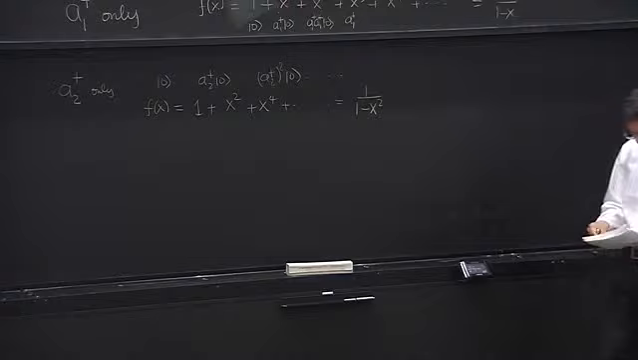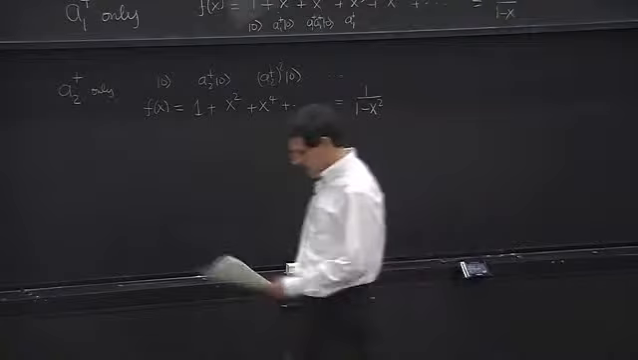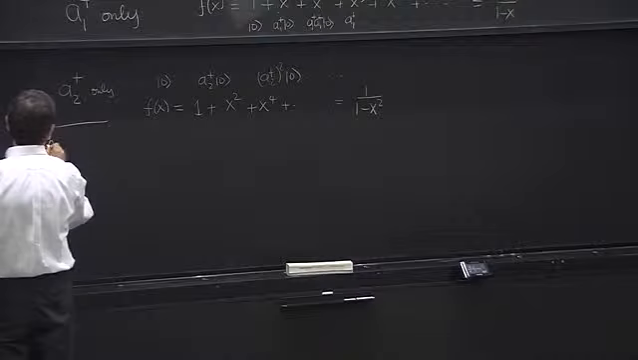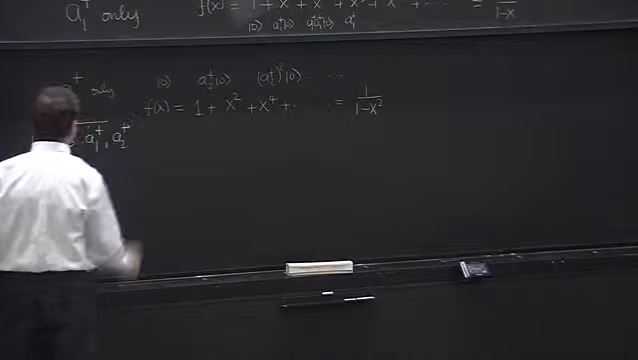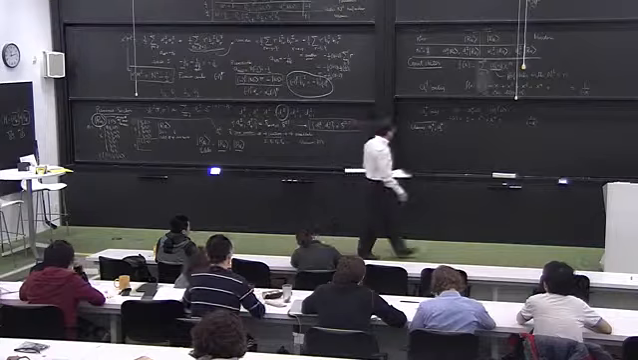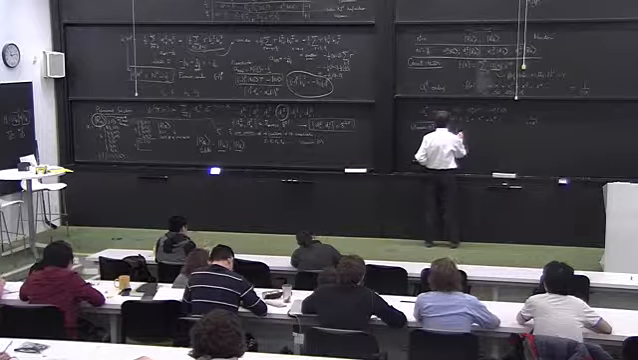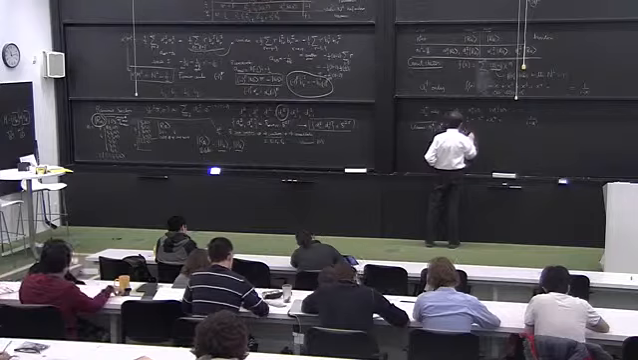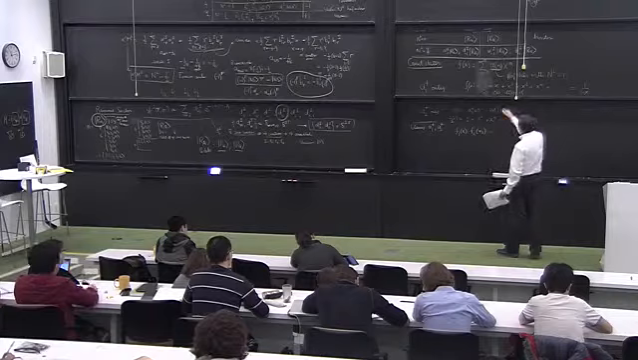How about if you now wanted to build something using A1 dagger and A2 dagger? What is the generating function for this world in which you use these two oscillators? Well, you should think of it like this, maybe. Let me call this F1 and this F2. So let me write the product, F1 of x times F2 of x. So F1 of x, I'll write it here.